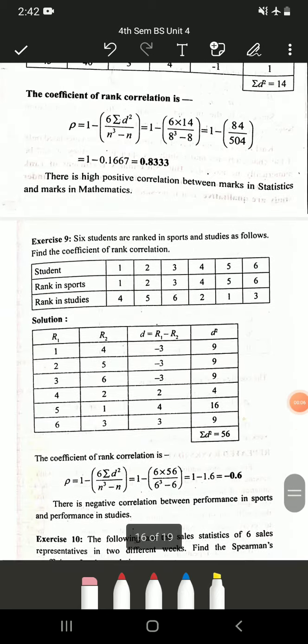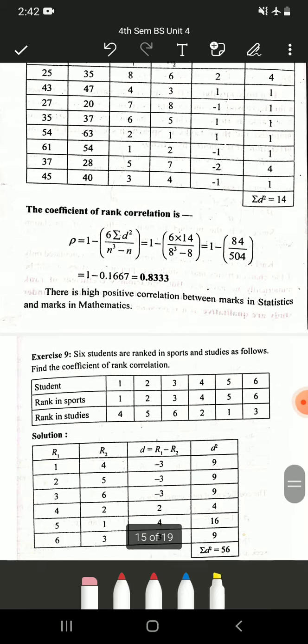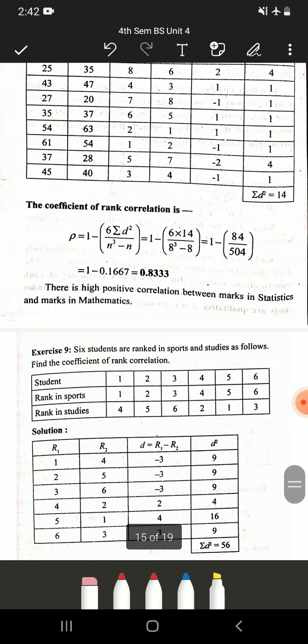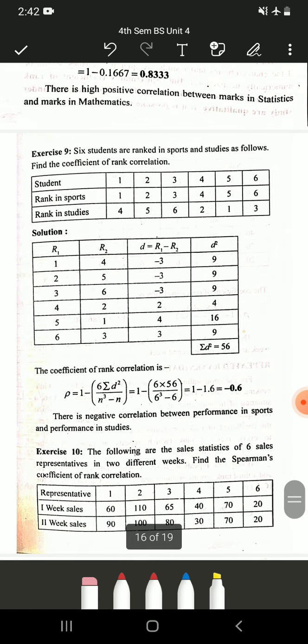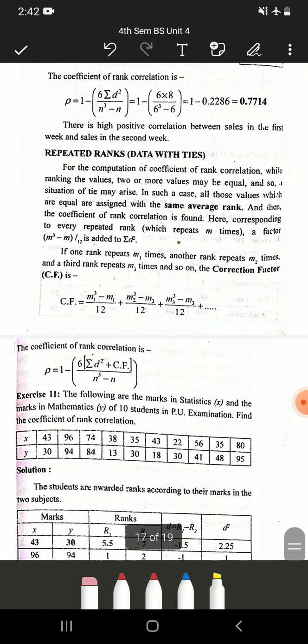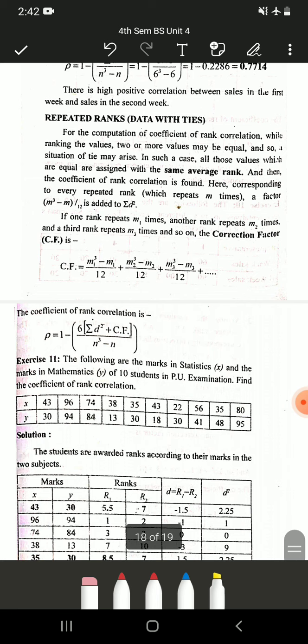In previous class we had studied Spearman's coefficient of rank correlation and we had solved 3 problems based on this concept. So today we will see how to calculate Spearman's coefficient of rank correlation when there are data with ties.